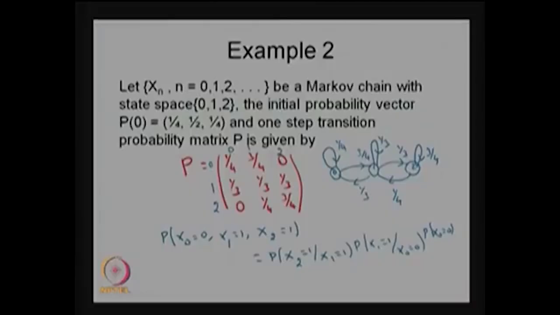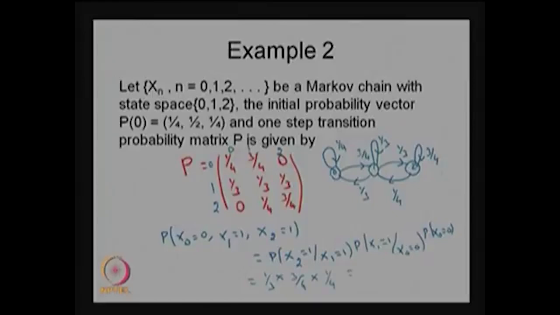Now we label the one step transition probability matrix with 0, 1, 2 and 0, 1, 2. From this we can find the one step transition probability of the system moving from 1 to 1. So, 1 to 1 is 1/3, into the probability of the system moving from 0 to 1. So, 0 to 1 is 3/4, and the system started from the state 0 in the 0th step, so you can take that from the first element, that is 1/4.